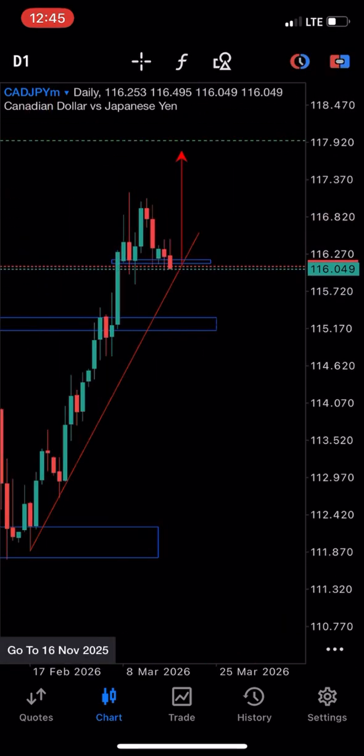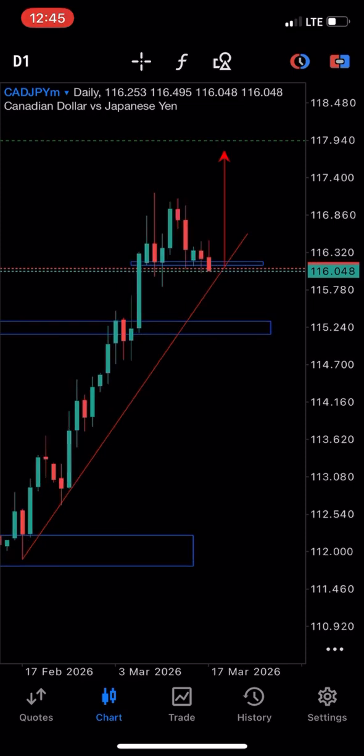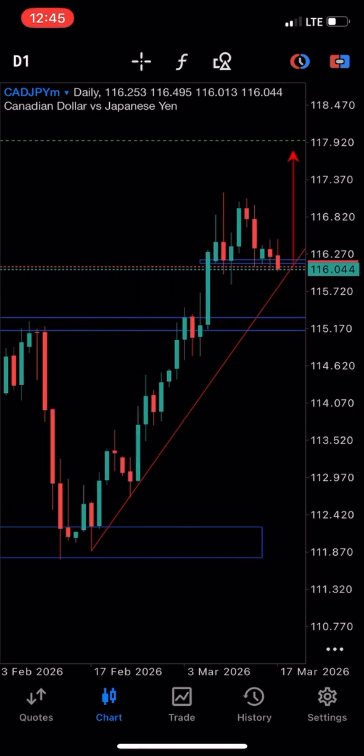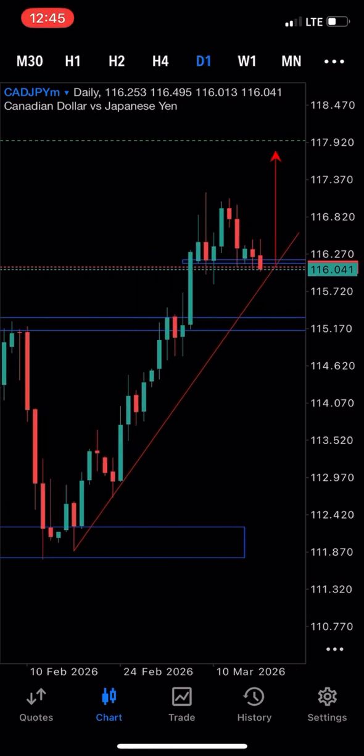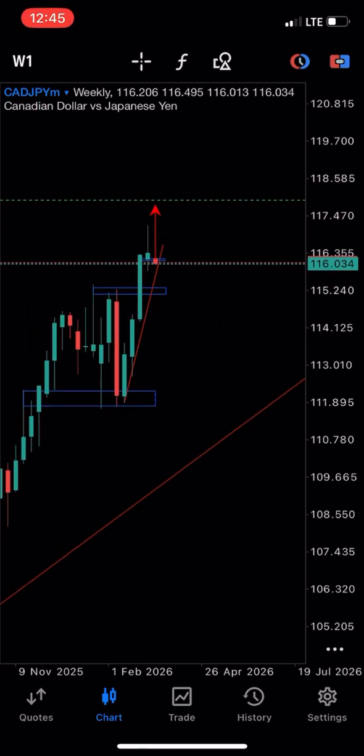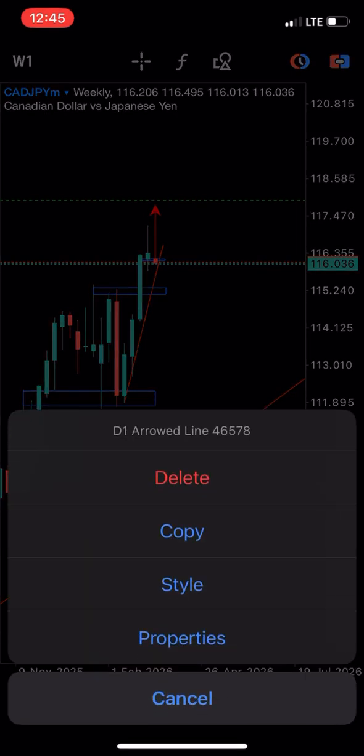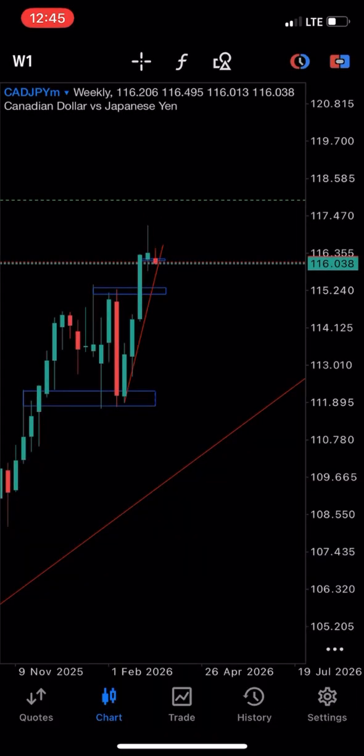This is another trade we are looking to take on CAD JPY. We're waiting for a bounce off that trend line or a pullback into the resistance that is now acting as a support, which is the blue line below right there. Yes, let me show you on the weekly time frame. That is it, right there.